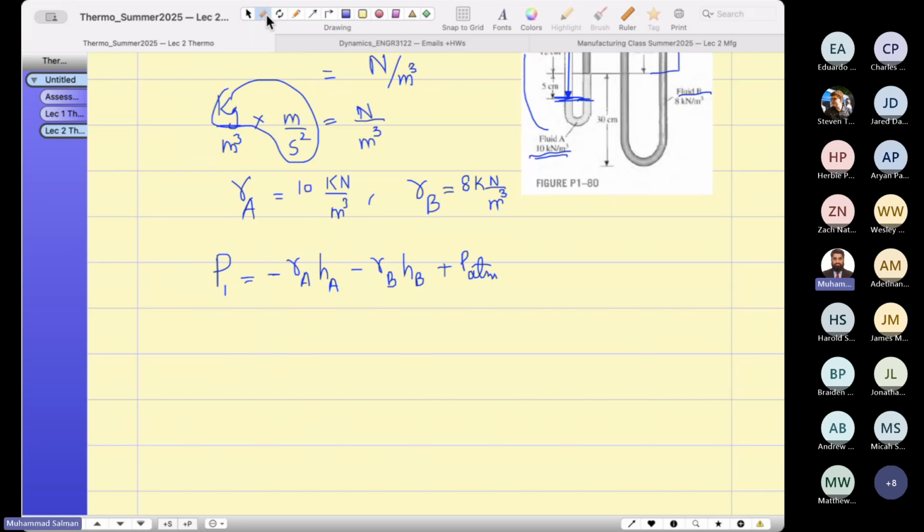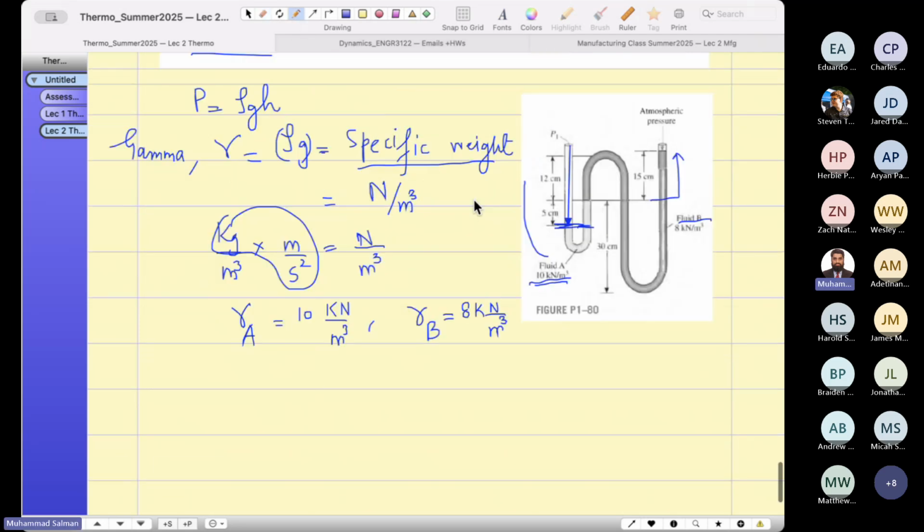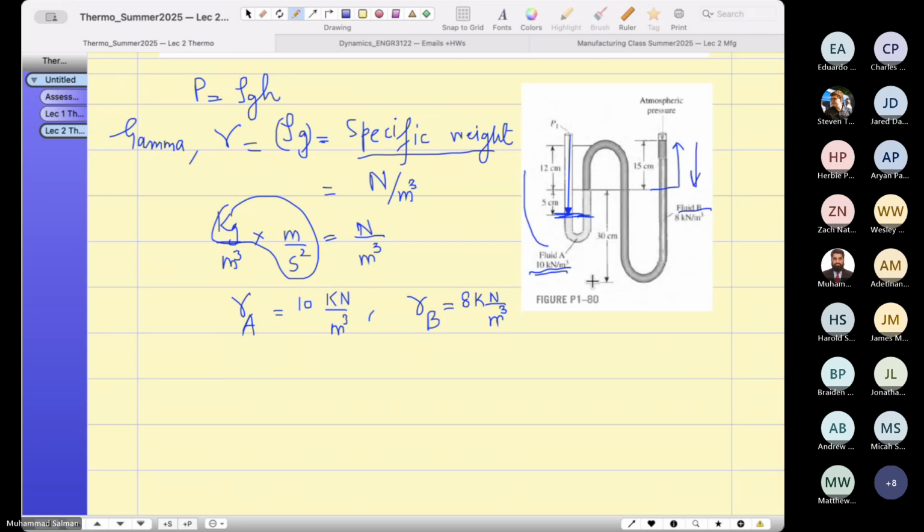Let us start from the other side. Can you give me one second? I want to start from the other side. Let's start from here. So P atmosphere, the difference in the pressure head is how much? 0.15. It is positive, correct? And then going down, this is positive.